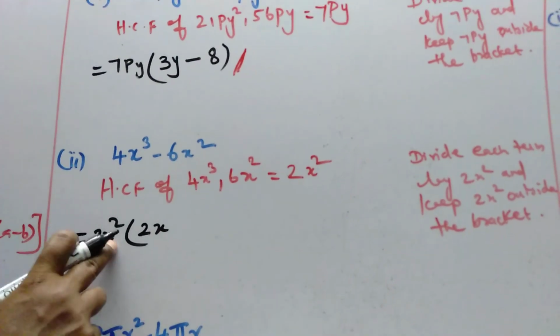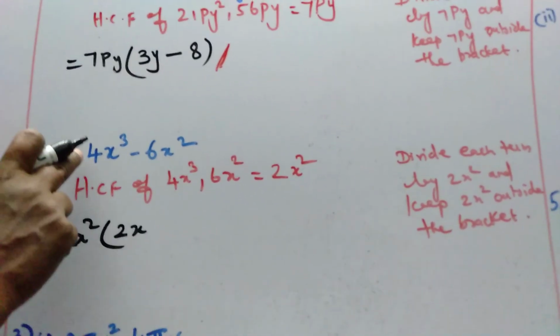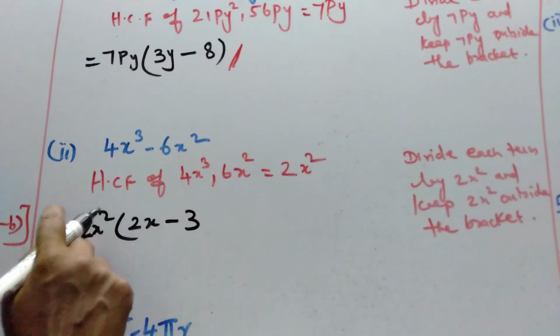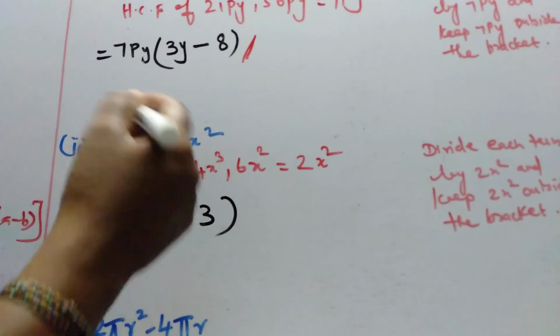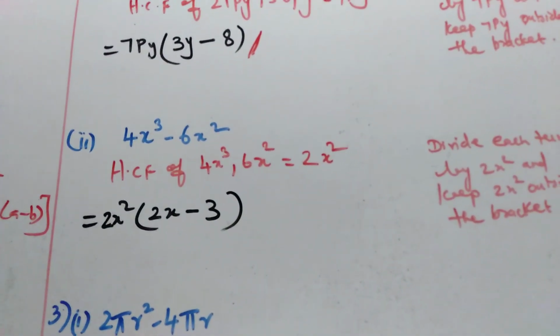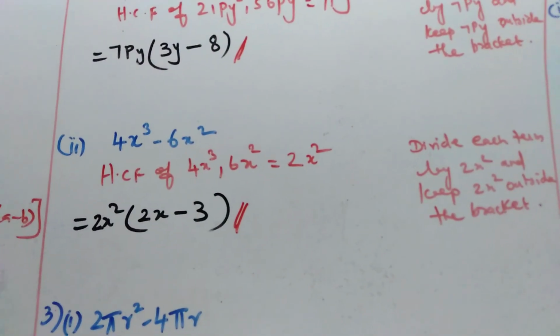2x will be there, because x square, x cube, x square went, then 1x will be there here. So 4 divided by 2 is 2. Then next, 6 divided by 2 is 3. Then x square is already there, so both x square will get cancelled. This will be left. Okay. This is the solution of this subdivision. Right? Okay. We will proceed with the next one.